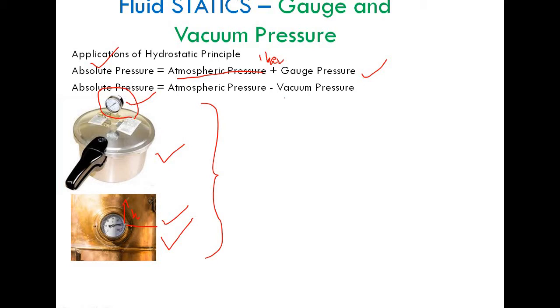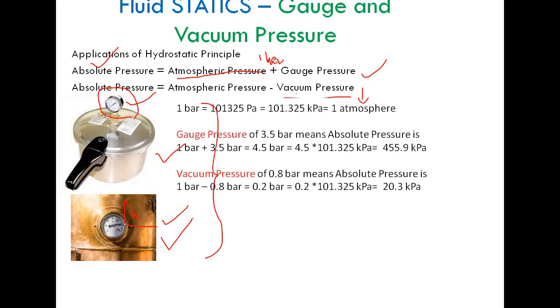Then the second one is vacuum pressure. As the name indicates, if the pressure is below atmospheric, we express it as vacuum pressure, and you can read that by using a vacuum gauge. In that case, absolute pressure is atmospheric pressure minus vacuum pressure. Let us discuss more on this. Suppose the atmospheric pressure is 1 bar. We know that it is also known as 1 atmosphere, and as I already told, 1 bar equals 101,325 Pascal. You should learn this: 101,325 Pascal or 101,325 Newton per meter square.